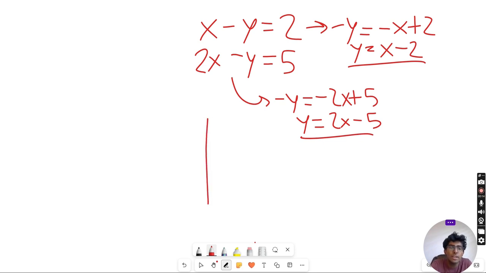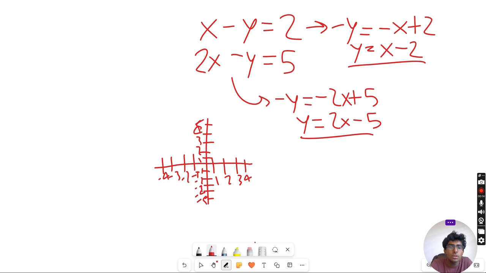So let's go ahead and draw our graph. 1, 2, 3, 4, 1, 2, 3, 4, 1, 2, 3, 4, 5, 1, 2, 3, 4, 5. All right, we're going to label our x and y axes. And then we're going to pick one of these equations and just graph it. So let's start with x minus 2. When we graph, we're going to start with this y-intercept. So 0, negative 2. That's going to be right here.